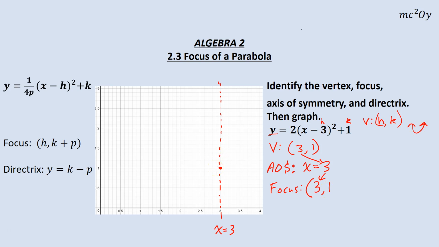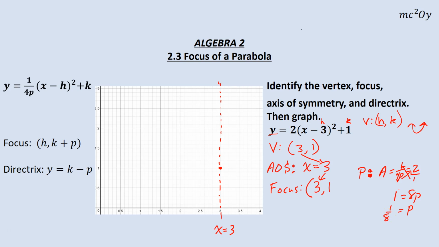And so what ends up happening is I actually have to find my p value, which, in this case, well, it's kind of hard to tell. So let's actually say, well, I know that a is 2, and a is also 1 over 4p. So if that's the case, 1 over 4p has to equal 2. And I'm going to put it as a fraction because then I can cross multiply. And I know that 1 times 1 is 1, 4p times 2 is 8p. So p is 1/8.